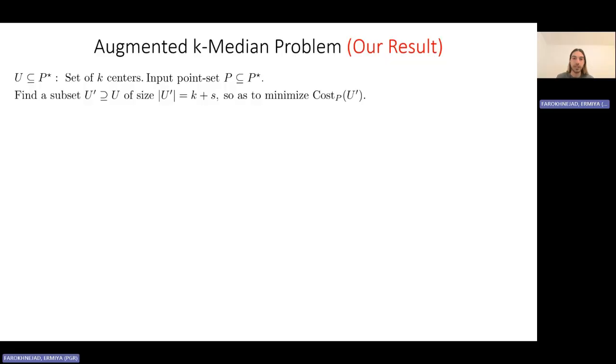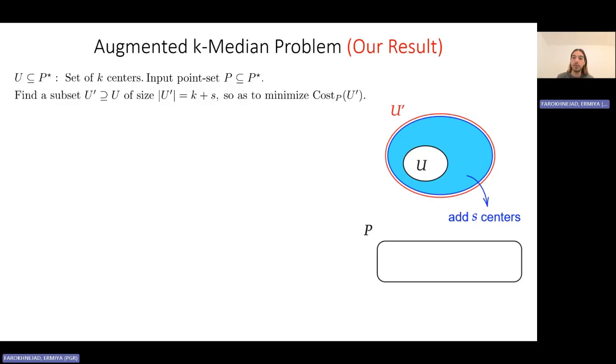Now, what is the other problem? The other problem is augmented k-median. This is the opposite side of restricted k-median. We have a solution U and a space P. Solution U is of size K. Now the goal is to insert as many centers into U as we can in order to get another solution U prime while minimizing the cost.